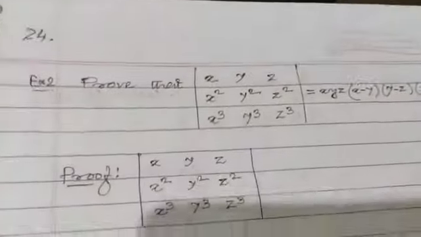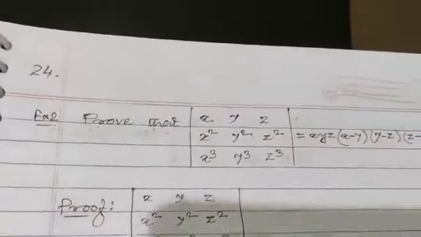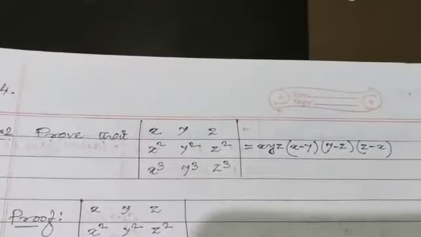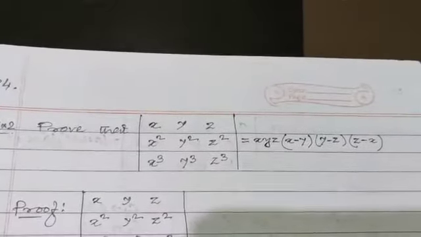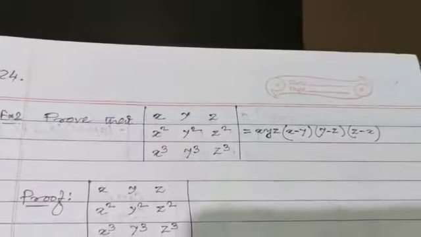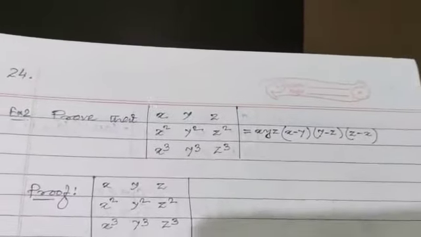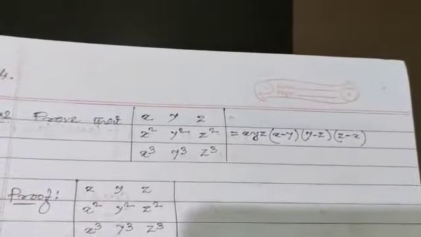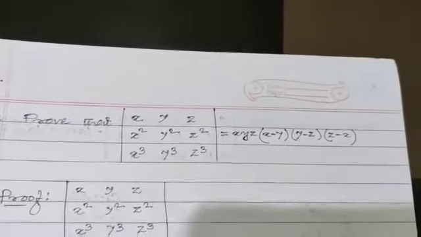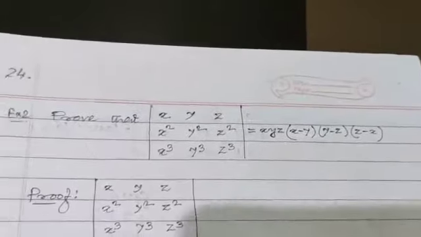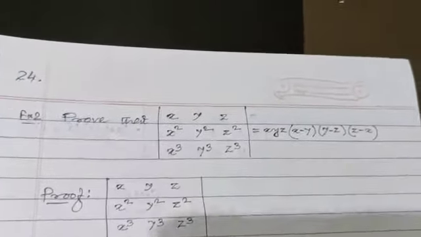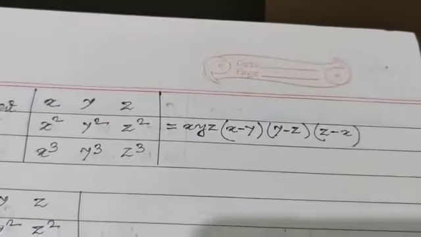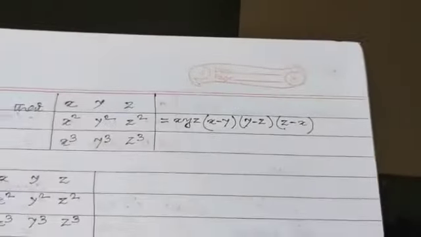Now let us consider another problem. Example 2, we have discussed. Prove that the determinant with first row x, y, z, second row x square, y square, z square, third row x cube, y cube, z cube is equal to xyz into (x minus y) into (y minus z) into (z minus x). Here if you see the right hand side, the factors of this determinant are x minus y, y minus z and z minus x.